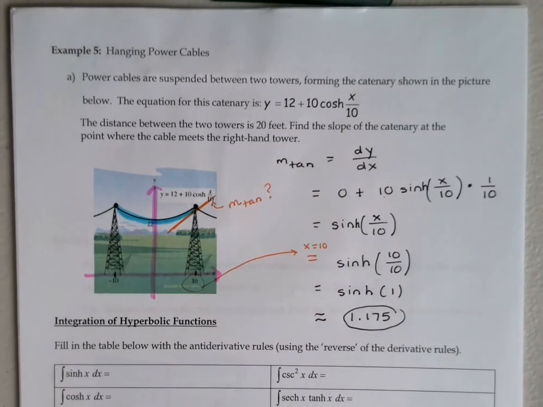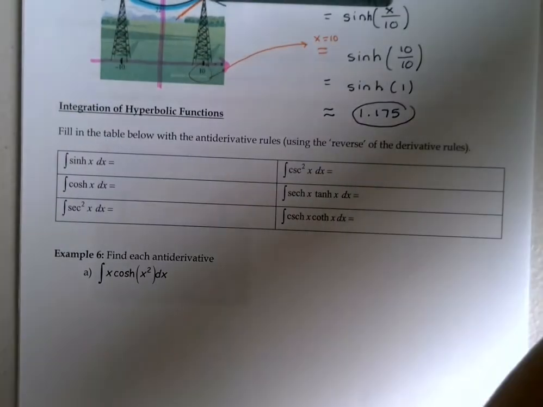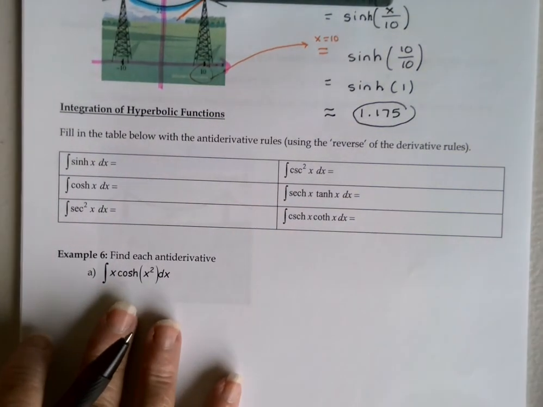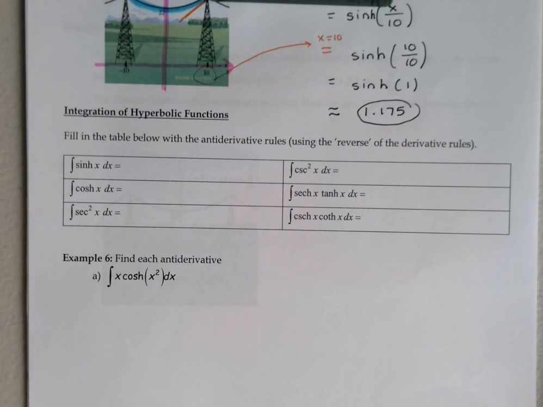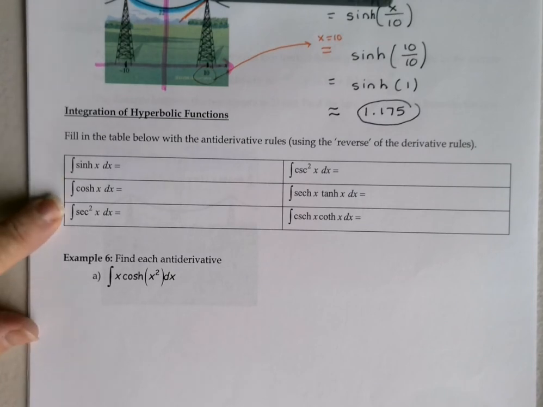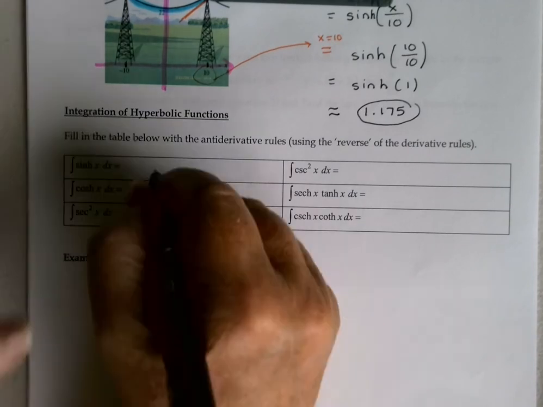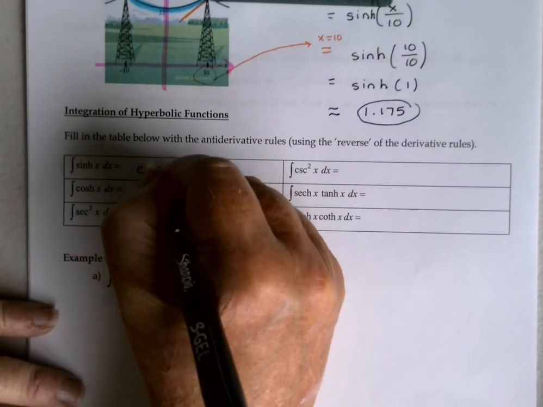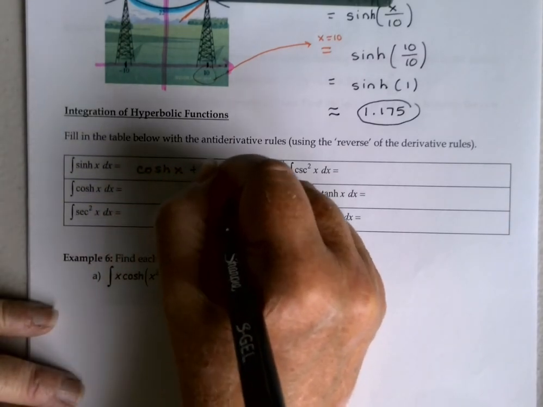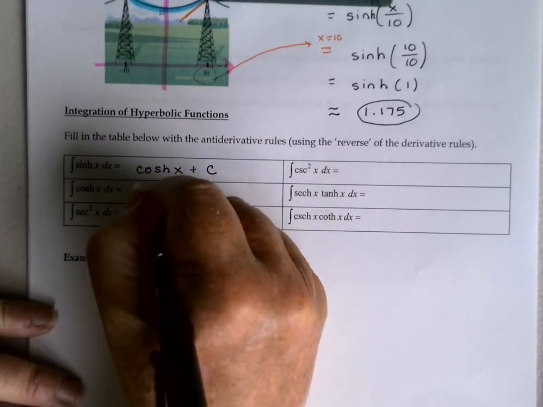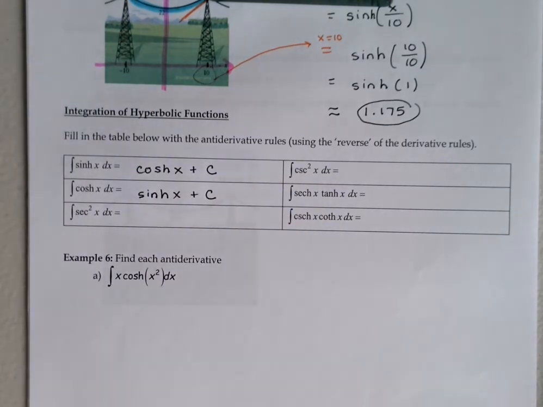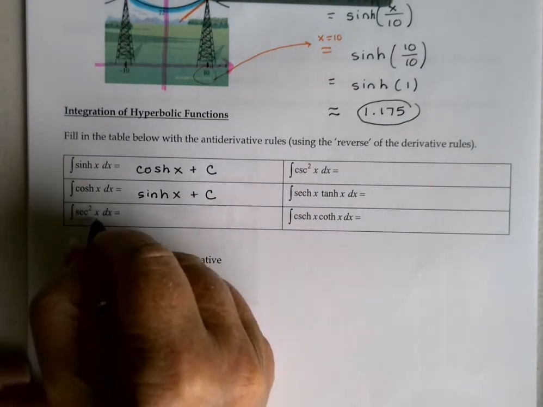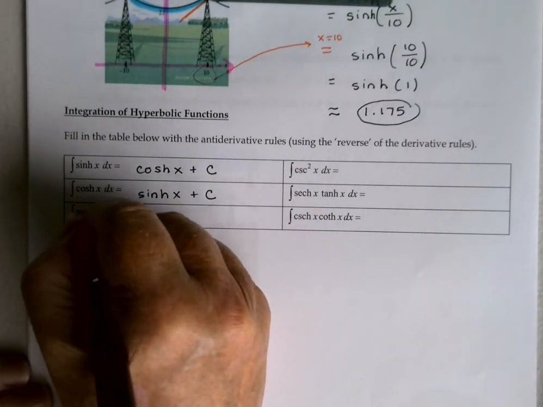All right, we're ready to leave derivatives and talk about integrals of our hyperbolic functions. All of these are simply going to be the reverse of the derivative rules. So sinh and cosh are each other's derivatives. They are also one another's integrals. The integral of sinh x would be cosh x plus c. The integral of cosh x would be sinh x plus c.